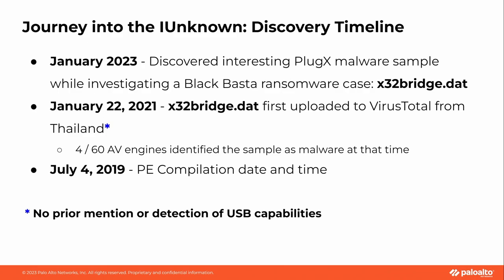So then we turned to one of our favorite tools, that being VirusTotal, to give us any historical information. Do they know about this file? Turns out, VirusTotal had a copy of it in 2021. It was uploaded from somebody in Thailand. At that time, only 4 of the 60 AV engines said it's malware. When you peel back that DAT file, like I said, it's nothing more than an in-memory DLL. If you look at the PE date and time, it tells us when the file was linked. So 2019, it was built. So pretty much between that time and being uploaded to VT, it remained undetected. I should also point out that none of the talk about the USB component was ever talked about until my research was published.